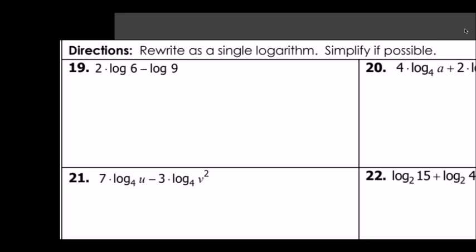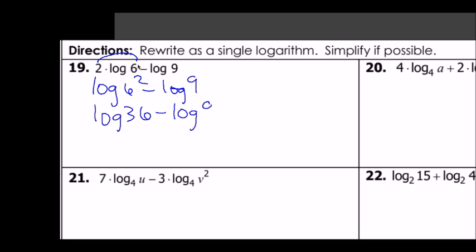If I'm looking at this, what am I going to do first? So would you put the 2 right behind the 6, as a square? Right. So then I have log of 6 squared minus log 9. Is there anything else I can do with this? What is 6 squared? 36. So then this would be log 36 minus log 9.